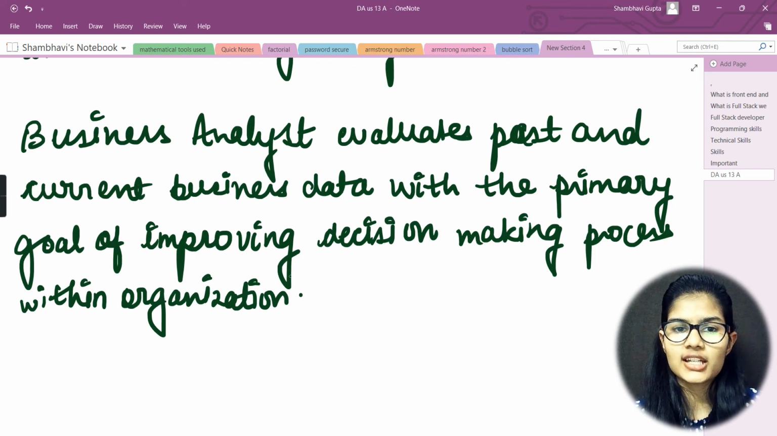So what is the role of the business analyst? The role of a business analyst is to improve the decisions which are being taken, whatever relevant decision now has to be taken for that particular product within that organization. So those decisions for improving the company, in that respective case the business analyst has to take up. So the primary goal for a business analyst is to improve the decision making process within that organization.